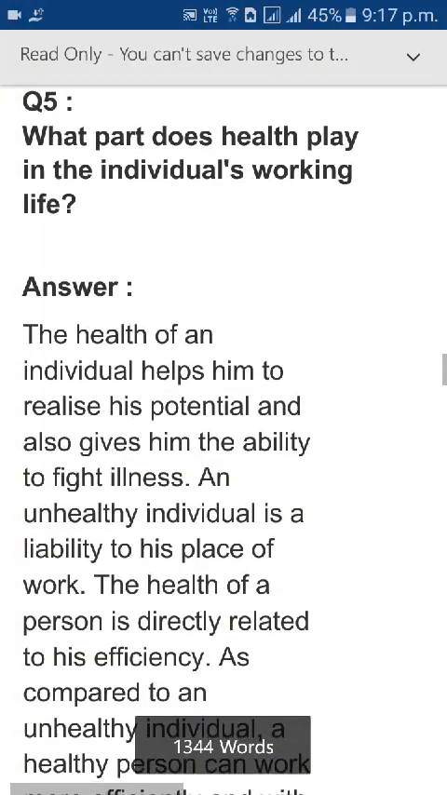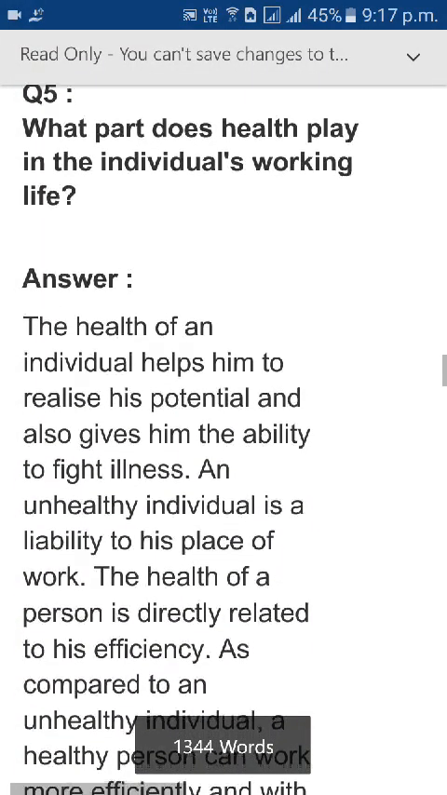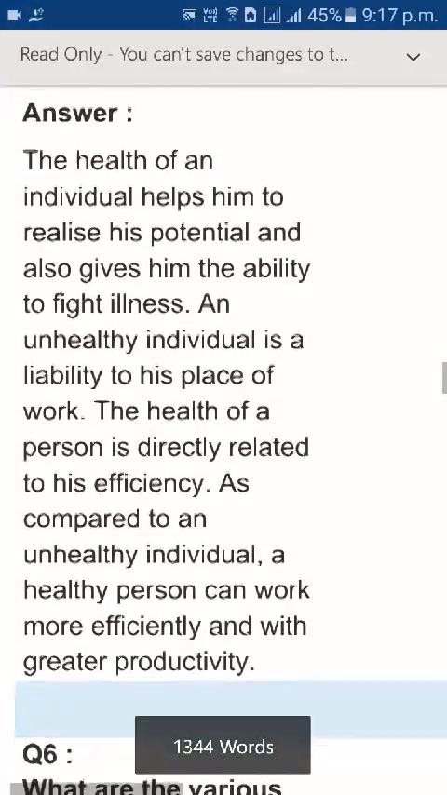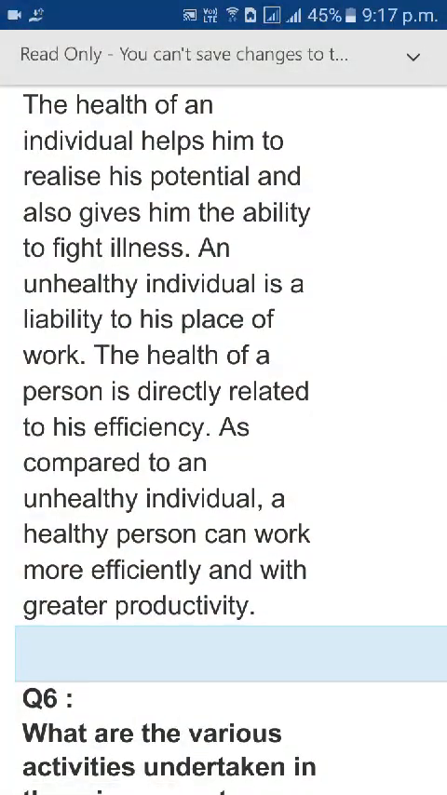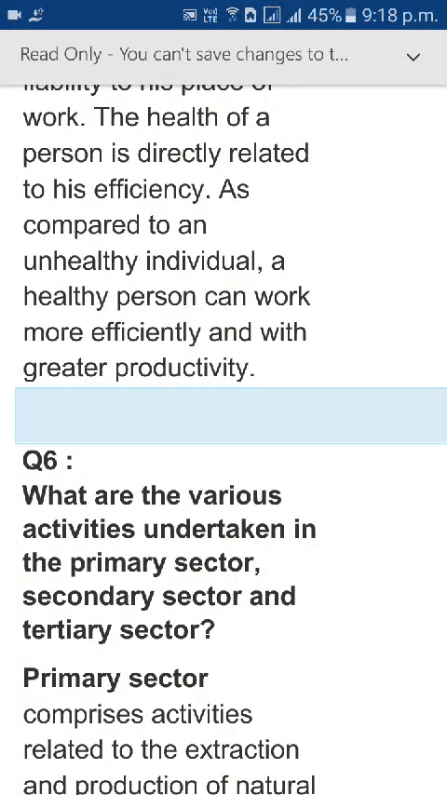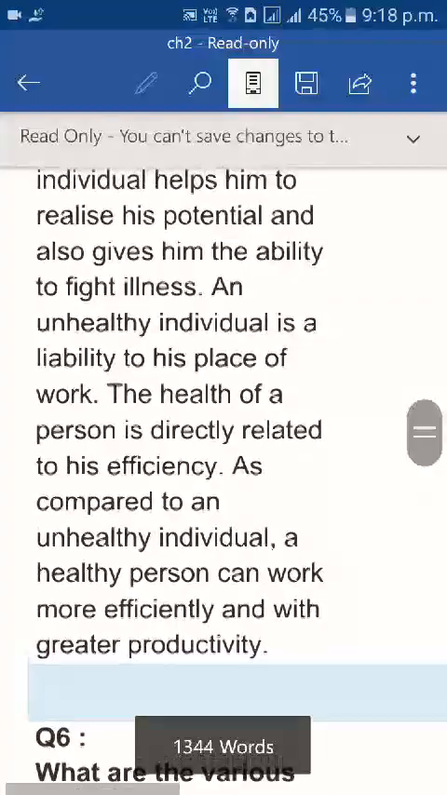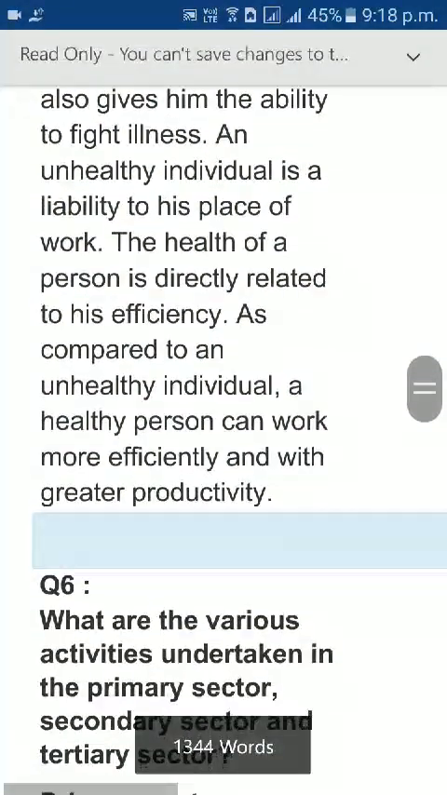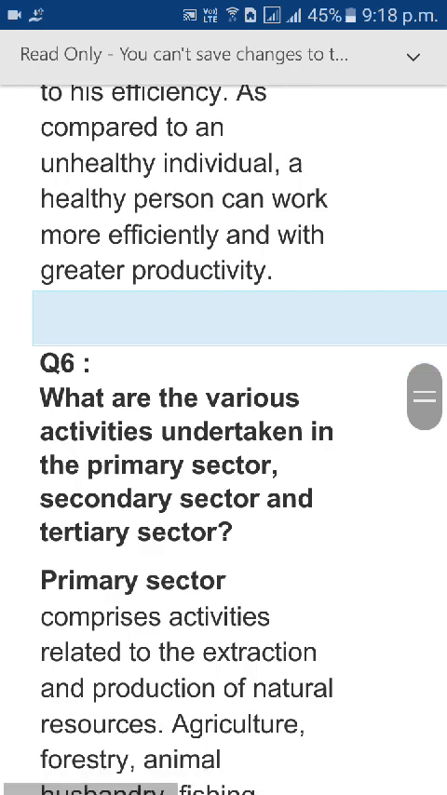So, our fifth question is, what part does health play in an individual's working life? Our answer is: the health of an individual helps him to realize his potential and also gives him the ability to fight illness. An unhealthy individual is a liability to his place of work. The health of a person is directly related to his efficiency as compared to an unhealthy individual. A healthy person can work more efficiently with greater productivity. So we can understand, if you are healthy, we can do everything. If a person is ill or diseased, he can't do as much as a healthy person can do.